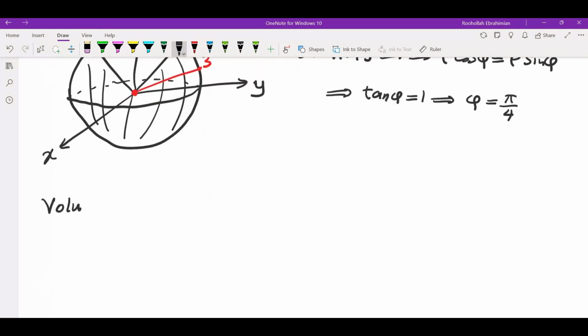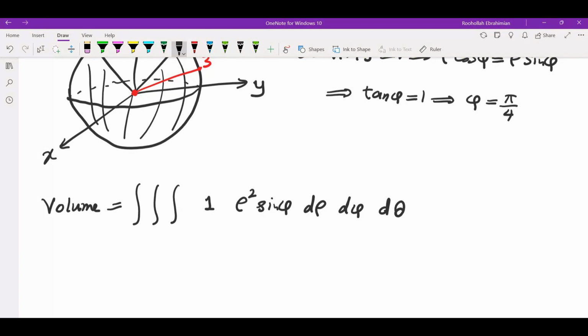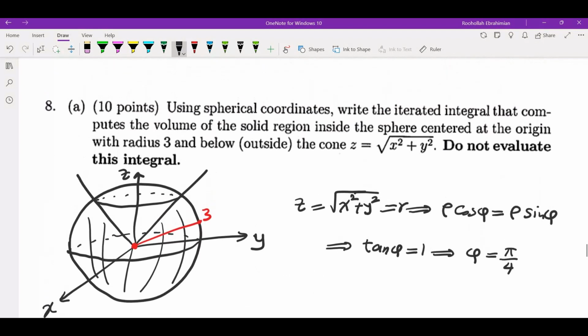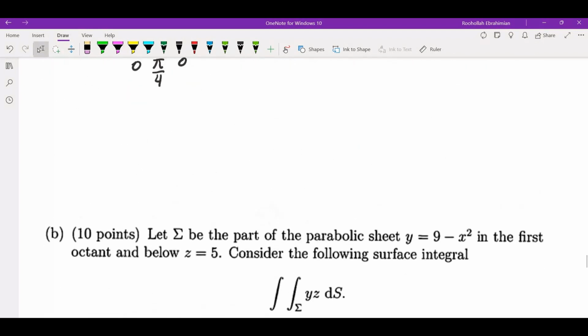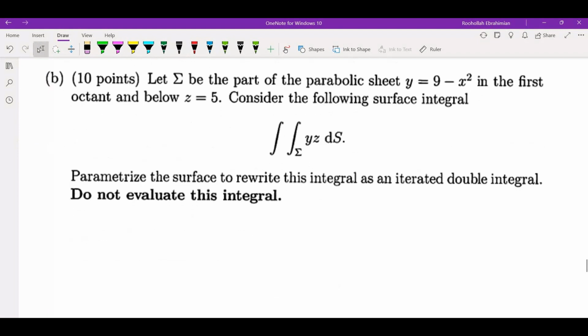So the volume becomes triple integral of 1. So the integrand is 1. Now we'll have to put the Jacobian rho squared sine phi d rho d phi d theta. Limits of rho are from 0 to 3. Limits of phi are from pi over 4 to pi, and limits of theta are from 0 to 2 pi. So that's the volume. And they did not ask us to evaluate. In fact, they specifically asked us to not evaluate.